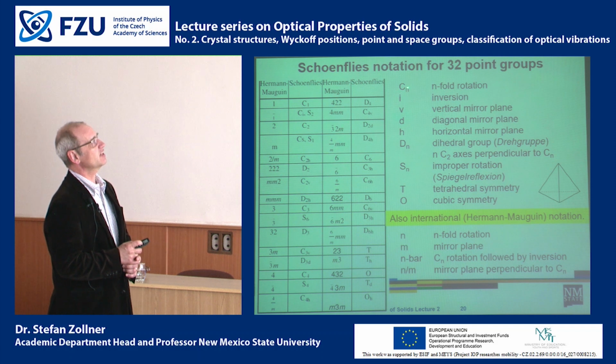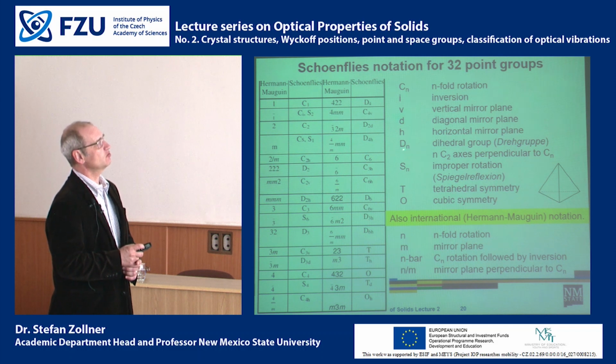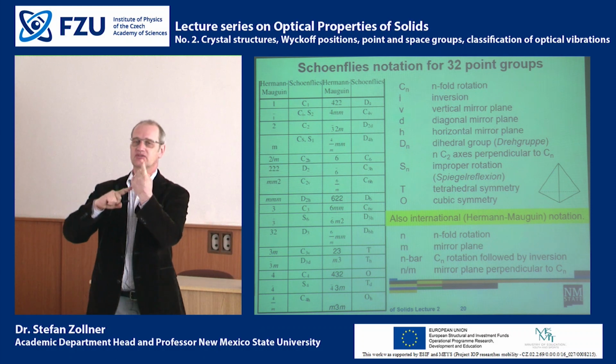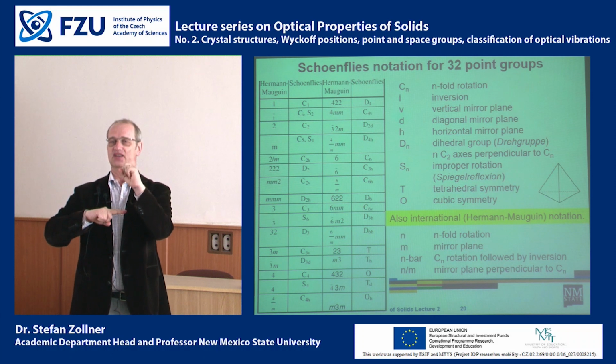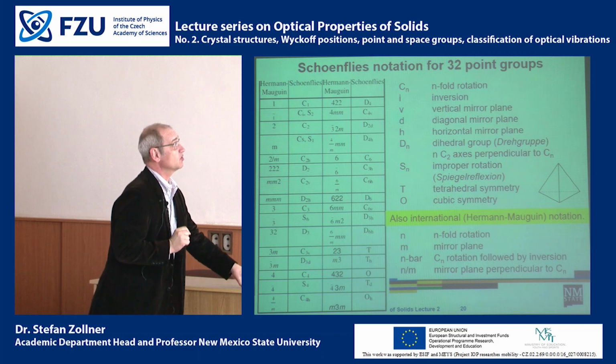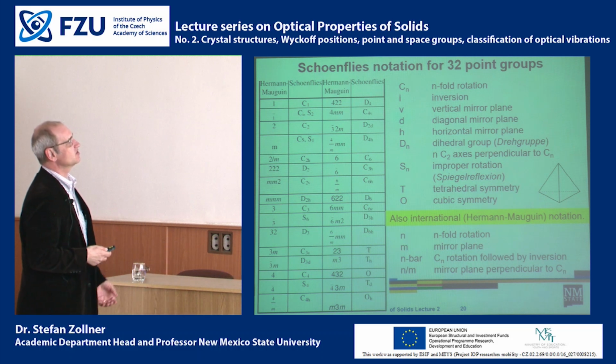We can have an n-fold rotation. We can have the inversion. And then there's 3 types of mirror planes. There can be a vertical mirror plane, a diagonal mirror plane, or a horizontal mirror plane. A symmetry group that starts with a D is a dihedral group where I have 2 rotational axes that are perpendicular to each other. So I might have a 4-fold rotation along the z-axis, and then I have 4 2-fold rotations which are perpendicular to the highest symmetry action.